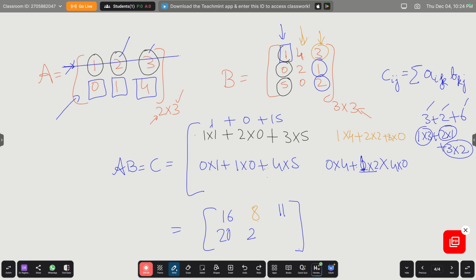And now the second row with last column. Second row, 0 multiplied by 3 plus 1 multiplied by 1 plus 4 multiplied by 2. 4 2s are 8 plus 1, 9. Right? So this is how we multiply two matrices.